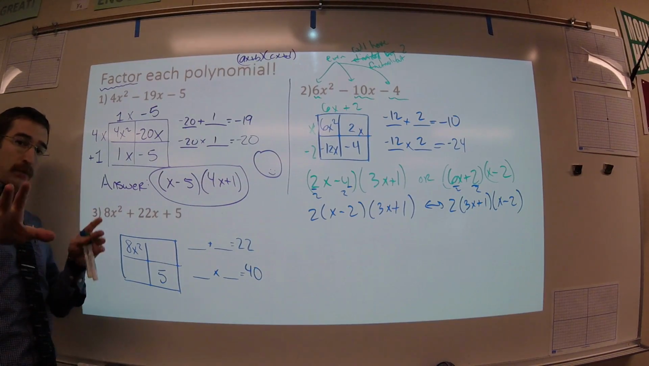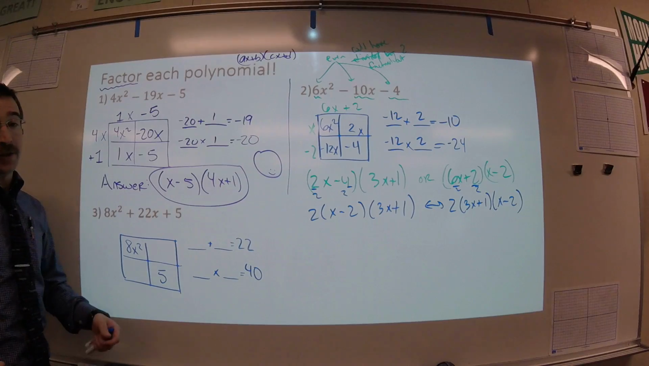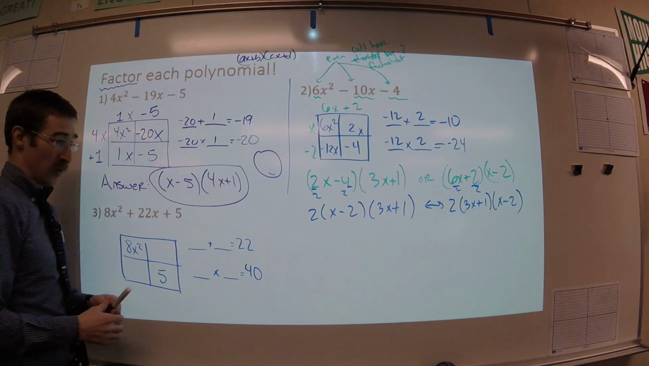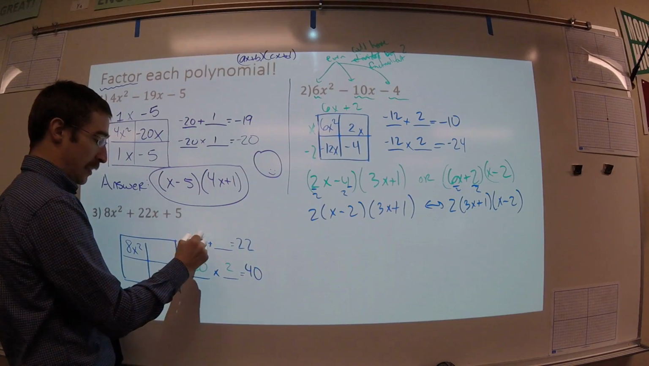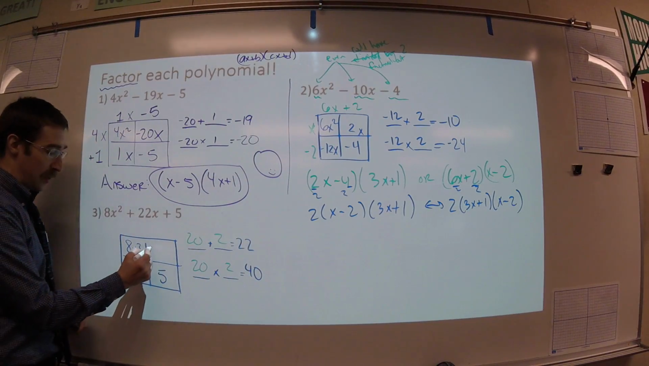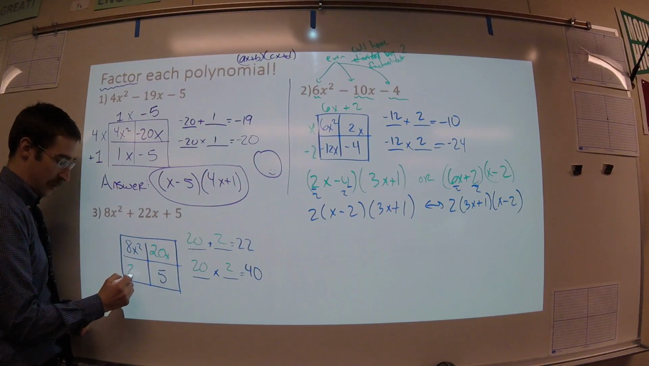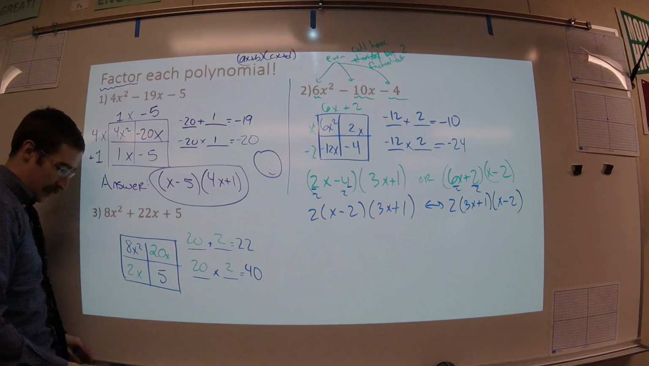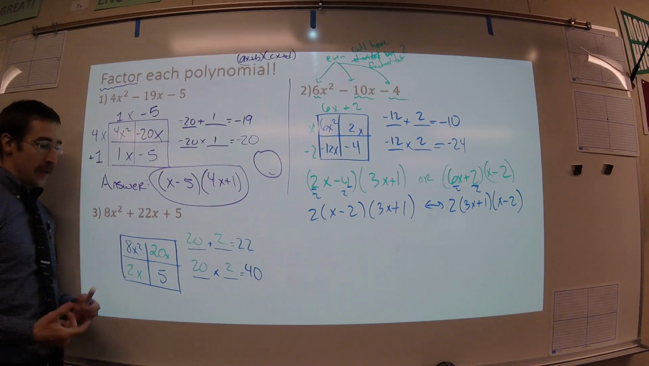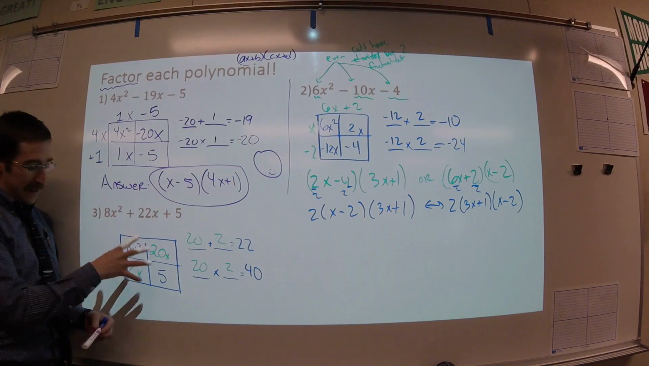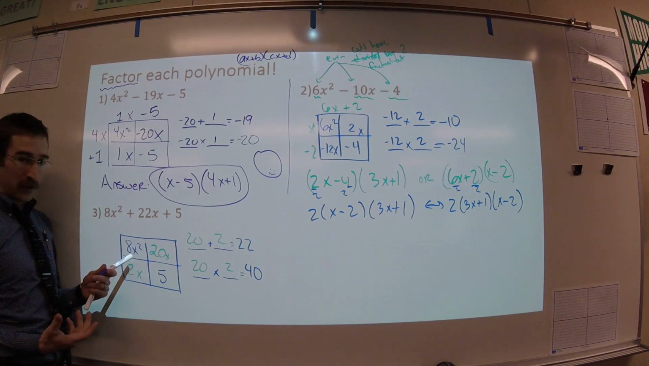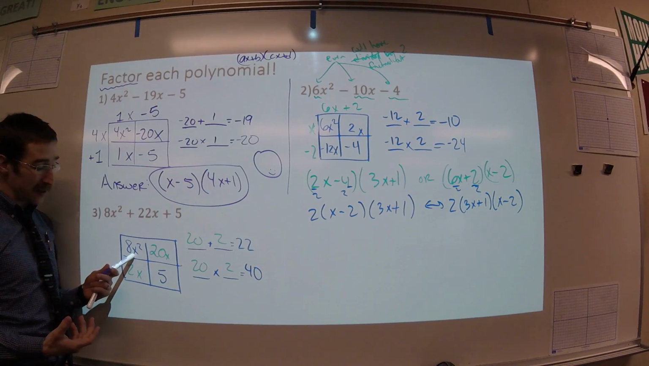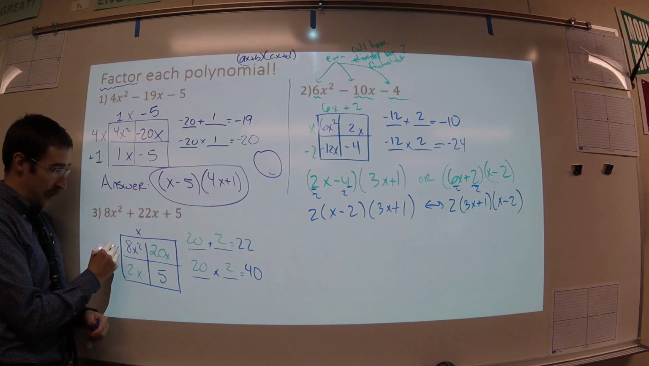Pause it, figure it out. Correct, it's 20 and 2. So 20 times 2 is 40, 20 plus 2 is 22. So here I've got a 20x and a 2x. Now we just figure out what times what gives us that. Well, I could either have 8 and 1 or 4 and 2 to multiply to 8. We know we're going to have an x for each one.